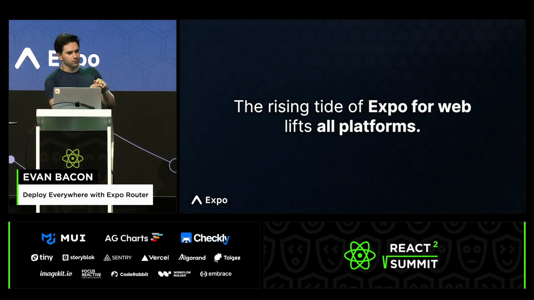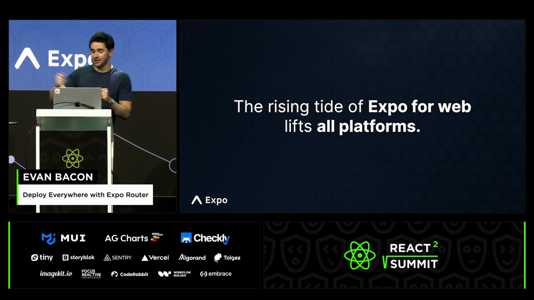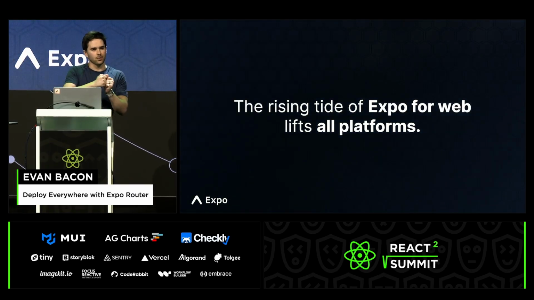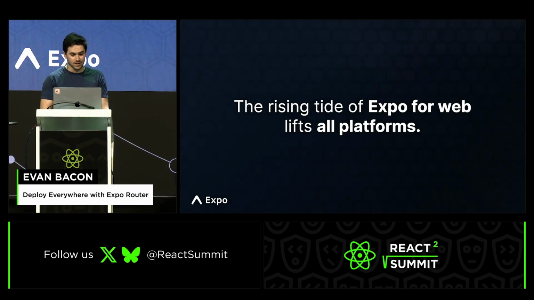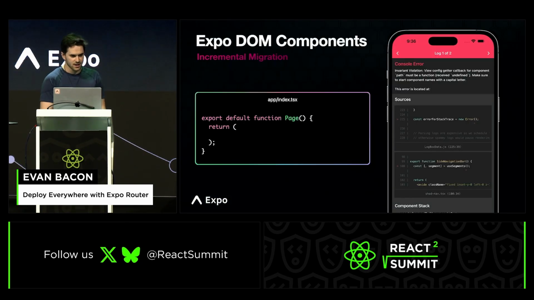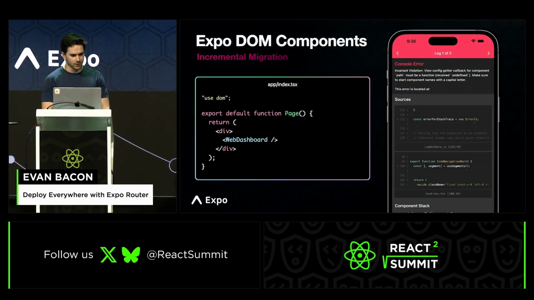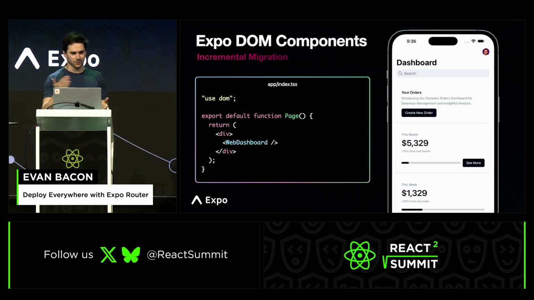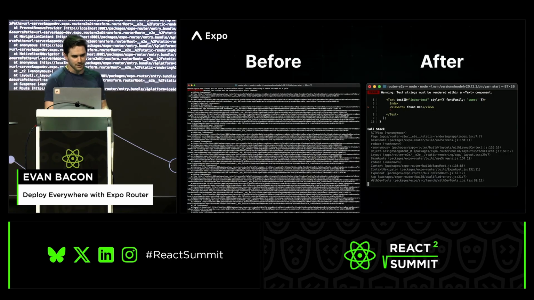Additionally, Expo for Web has radically improved Expo for Native and React Native as a whole, with many features that were written once for the web and work everywhere. My personal favorite from our most recent Expo release is Expo DOM components, where you simply mark files with use DOM to render them inside of an optimized web view. We'll cover this a little bit more in a moment.